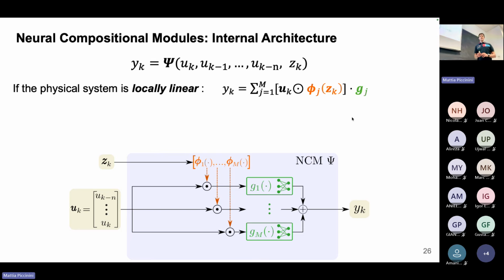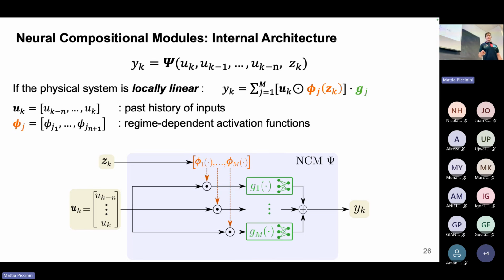So this is the system that is locally linear, we said, right? If the system is locally linear, we can represent it in this way, like a combination of linear models, a local combination. And these layers are, once again, fully connected layers. Each of them, G1, GM, is a fully connected layer. So they're basically learning a linear combination of the output of this part here, where U again is the past history of inputs. The phi is regime-dependent activation functions.